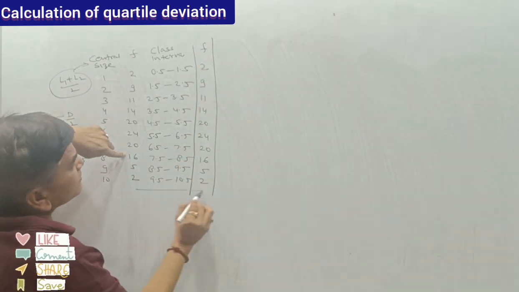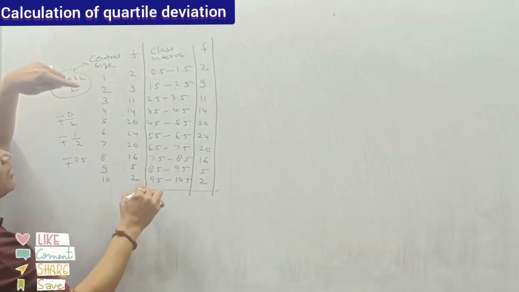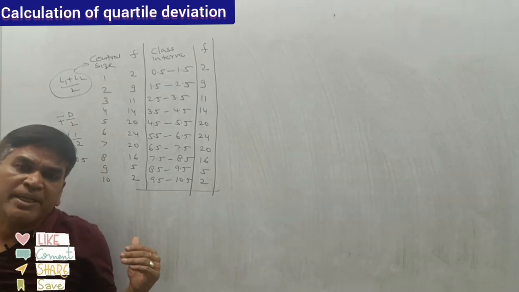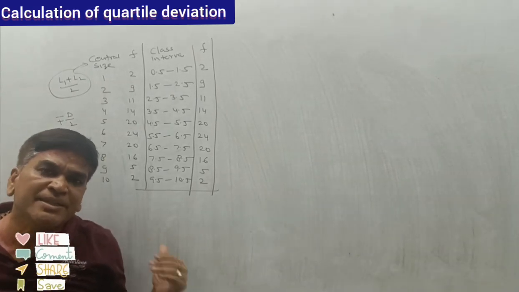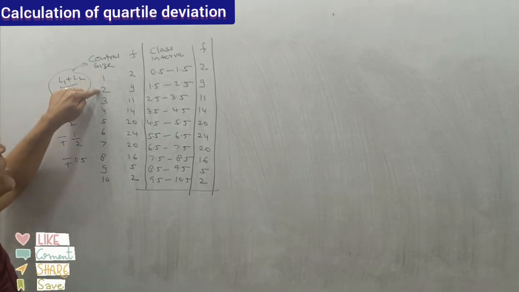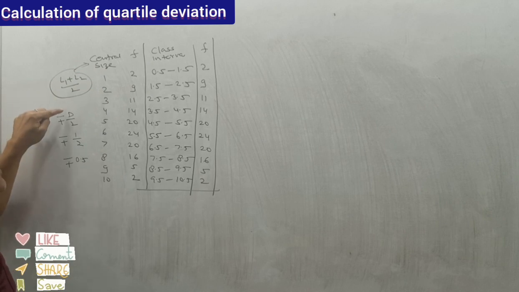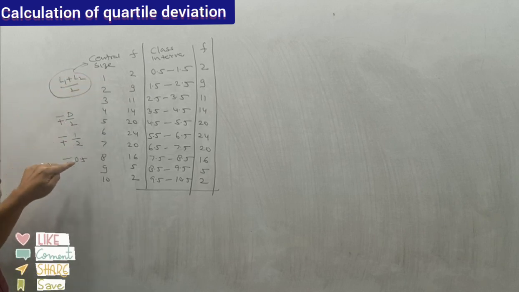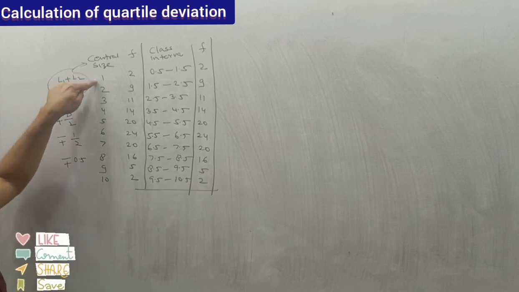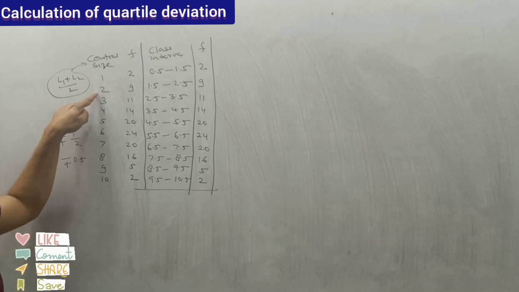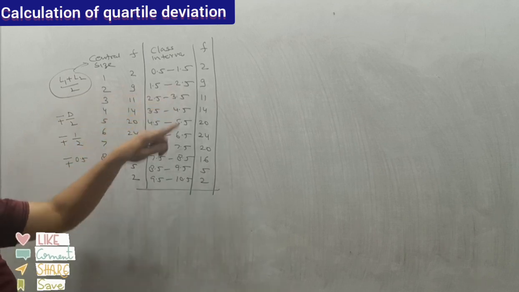So the very first thing we have done, from the center size we have calculated the class interval. For that, we will first see the difference between the center sizes. We will divide the difference: there is a difference of 1, divided by 2, so 0.5. First we will subtract 0.5 and add 0.5. Then subtract 0.5 and add 0.5.